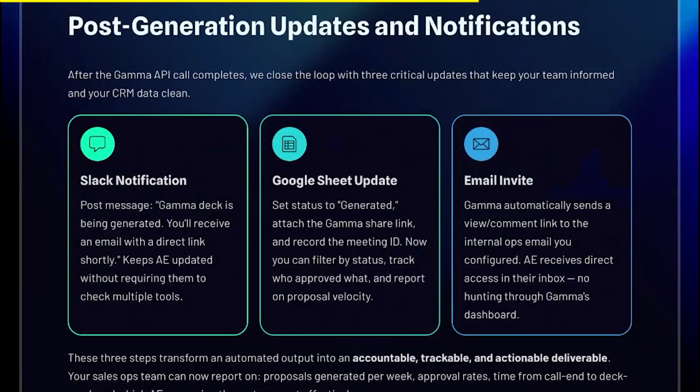So once you've generated it, there'll be three things that occur. There'll be a Slack notification. Essentially we close the loop with three critical updates that keep the team informed and your CRM data clean. There's a Slack notification, so your Gamma deck is being generated, to let you know. Google Sheet update, so once it's generated, it attaches the Gamma share link and records the meeting ID. And then finally, there's the email invite. Gamma automatically sends a view/comment link to the internal ops email you configured, and then obviously you yourself receive direct access in that inbox. So there's no need to hunt down Gamma's dashboard.